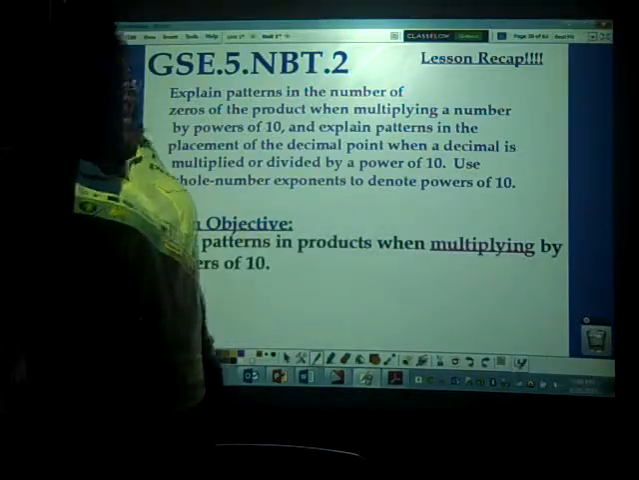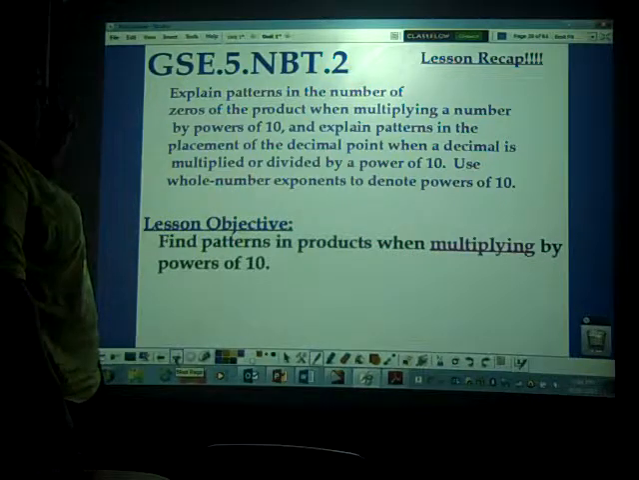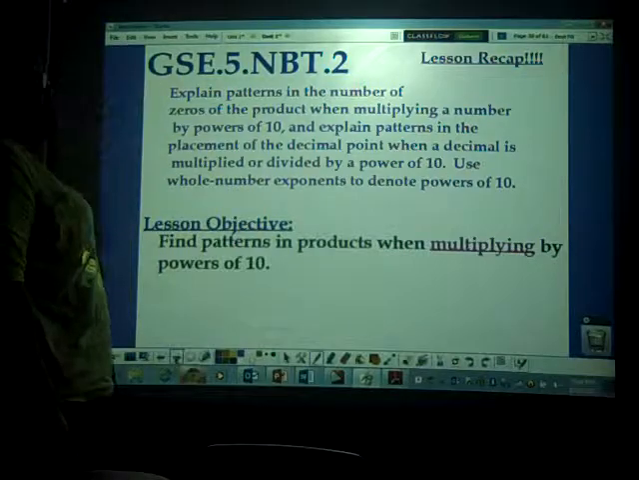Okay? So, hopefully you guys did a really good job. I think you guys did do a really good job on that. So let's recap. We just found patterns and products when multiplying by powers of 10. And this is standard GSE 5 NBT 2.